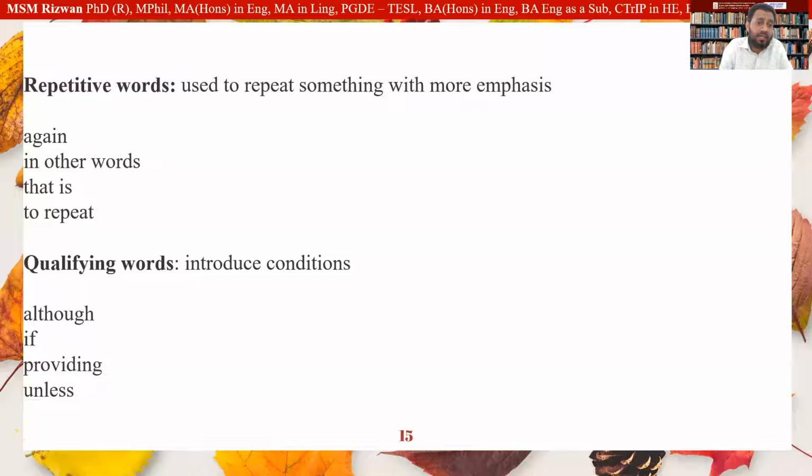Here, the qualifying words are another category of transitions as well as logical connectors. We use these words in order to introduce conditions. In the development of ideas, the development of the paragraphs, you may happen to introduce conditions, right? In terms of introducing the conditions, you can use the given qualifying words: although, if, providing, unless.